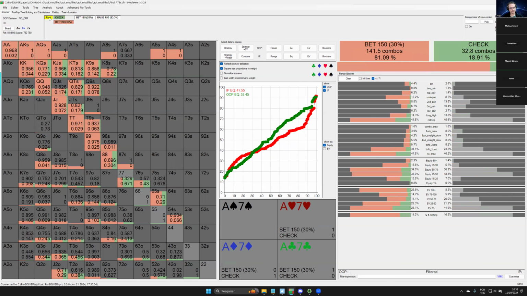Okay. Any questions regarding those ranges?